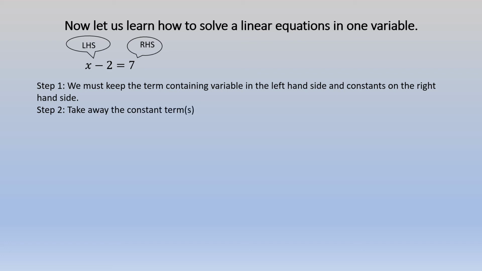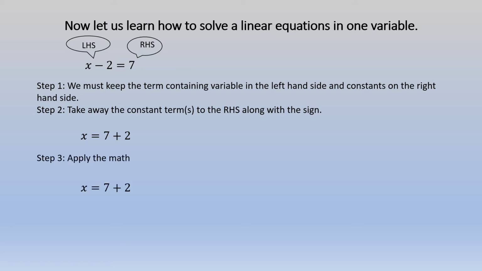How do we do that? We take all the constant terms to the right hand side along with the sign. So this is what we do. We are taking minus 2 towards the right hand side, and when we change the side it becomes plus 2. So our new equation is now x is equals to 7 plus 2.